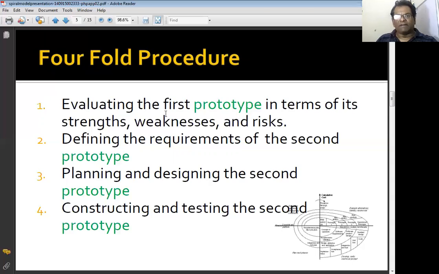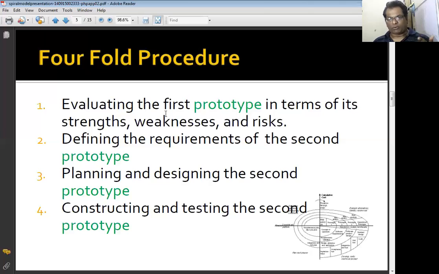When it is clear, when it is very much possible for you, then only you define the second thing, that is the possibility of requirement. Every possibility which defines your requirement is a part of this particular process. Third, planning and designing the second prototype. Second prototype means your analysis depends on this. First of all, you collect all the requirements, then you design over these requirements, how to fulfill them. This also comes under this four-fold procedure, right?